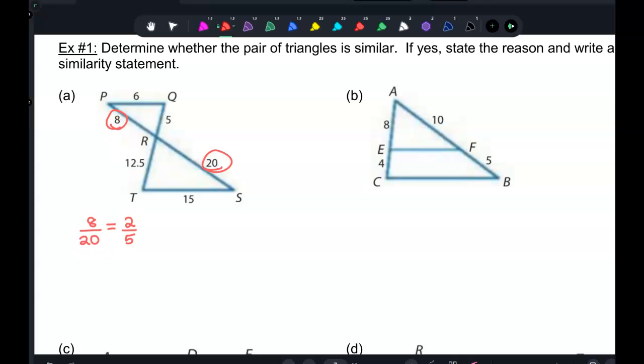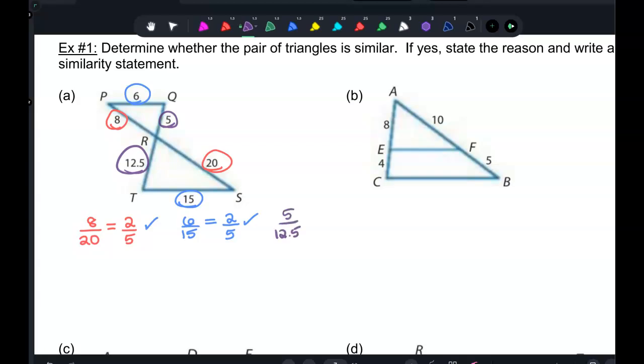Okay. Then if I check 6, well, 6 is the middle length, right, out of 8, 6, and 5. So I'm going to correspond that to 15. So 6 over 15. I can divide the top and bottom both by 3. So that will be 2/5. Okay, so far, these two check out. Now let's check the smallest side. So 5 corresponding to 12.5.